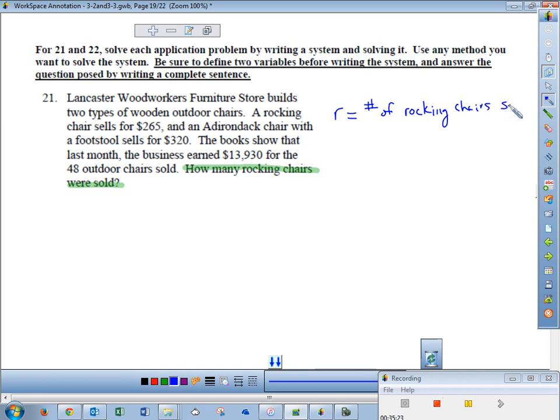R equals number of rocking chairs sold. I really like that we chose R instead of X. It brings a little more substance to this. When you're solving for your variables, you kind of know who's who, right? R stands for rocking chairs. What was the other kind of chair? What letter did it start with? A. So I'll call that A equals the number of whatever that word is.